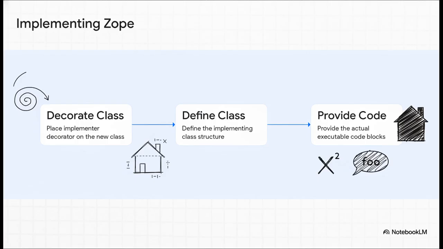So for method 1, we might write a logic block that returns the square of the input, and for method 2, we might just return the string foo. The interface acted as the blueprint, but my class actually built the house.